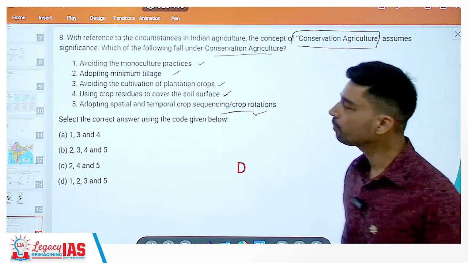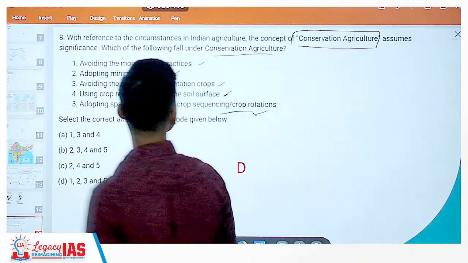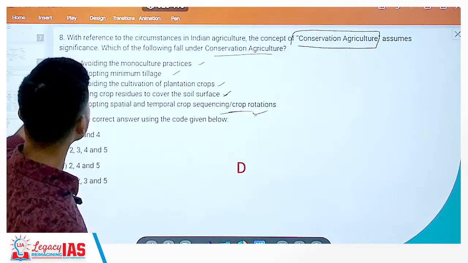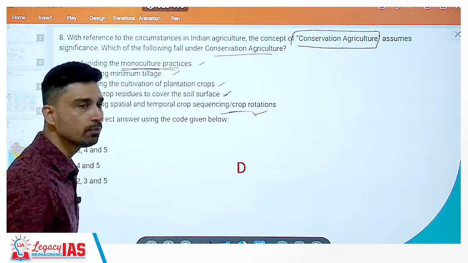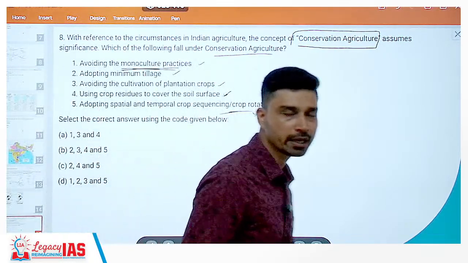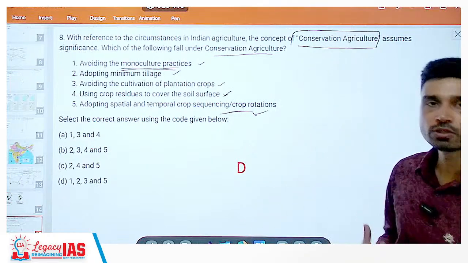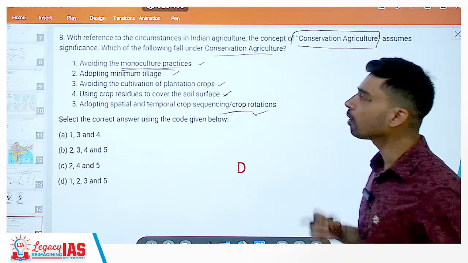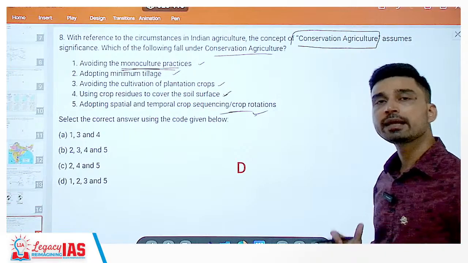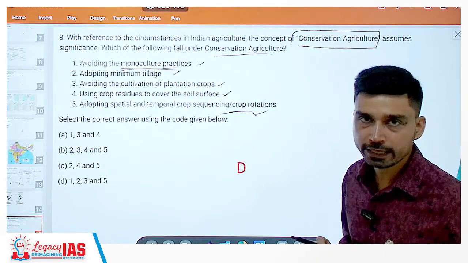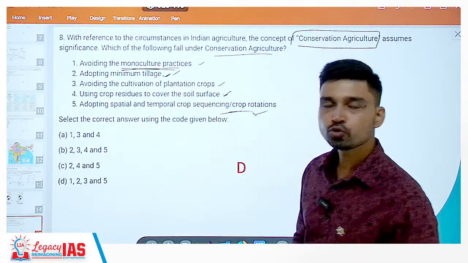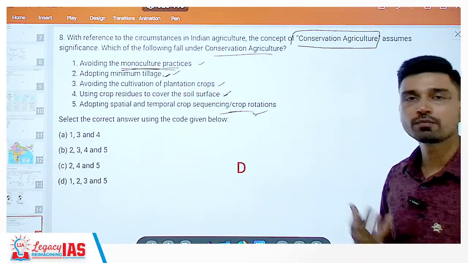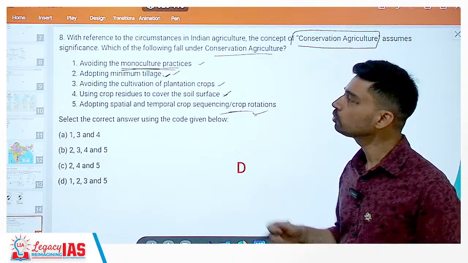or crop rotation. So basically conservation agriculture refers to avoiding the monoculture practices, because if you are participating in monoculture, cultivation of a single crop again and again, it causes losses in the crop diversity, as we have seen in the case of cotton in India. Similarly, adopting minimum tillage also helps in conservation of soil, conservation of the soil nutrients and all that. So that is also correct.